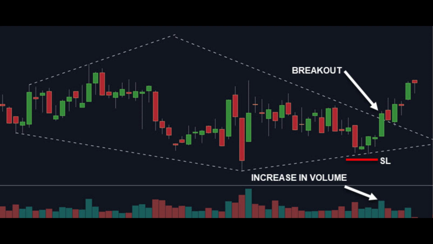For proper risk management, we've got to set a stop loss. And how do we do that? Well, for the bullish diamond formation, the stop loss goes below the recent swing low within the pattern, or a horizontal support line. Just give enough room for that trade to breathe. For a bearish one, place a stop loss above the recent high within the pattern or a horizontal resistance line.